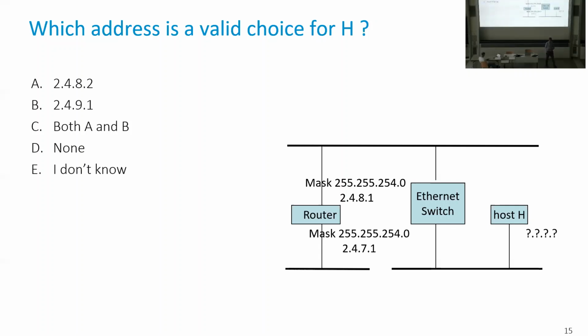I'll close the poll in a few seconds. We have a bimodal set of answers with a peak at C, but also another peak at A. And the correct answer is C, both A and B. Let's see why.